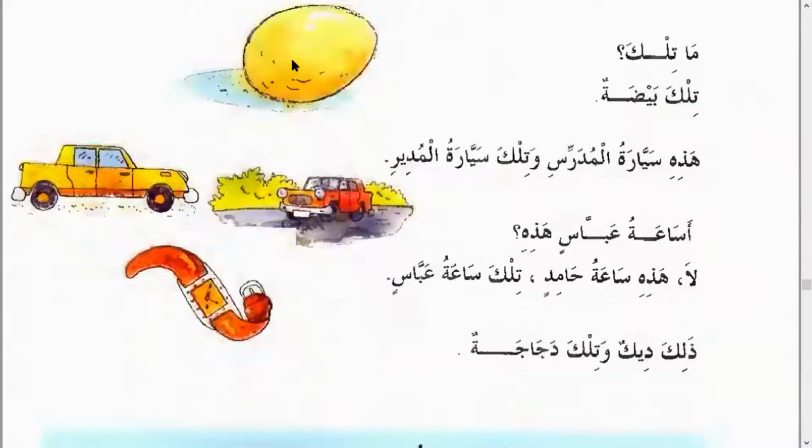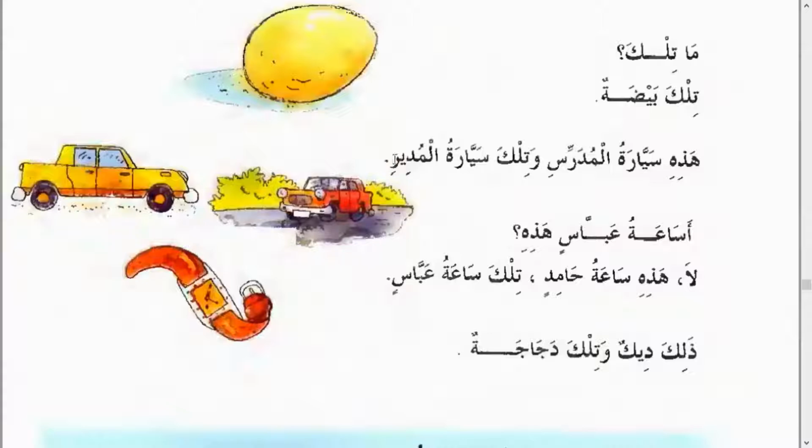Next, hadihi sayyaratul mudarrisi. This is the teacher's car. Lesson number 5 again, mudaf ilayhi. Mudaf doesn't take alif lam, doesn't take tanween. Al mudarrisi has a kasra. So the translation is, this is the teacher's car. Why am I saying the teacher? Because it has an alif lam. The mudaf ilayhi.